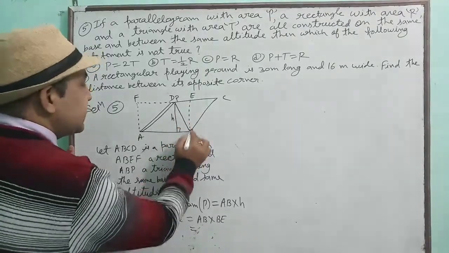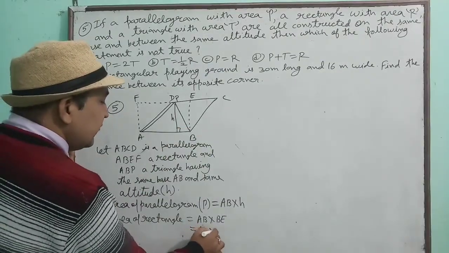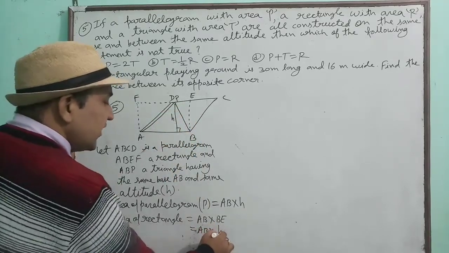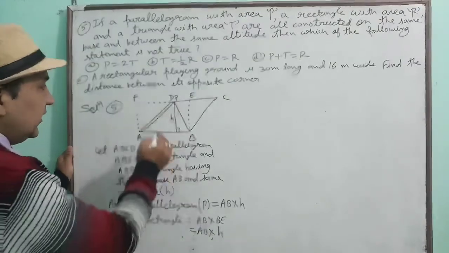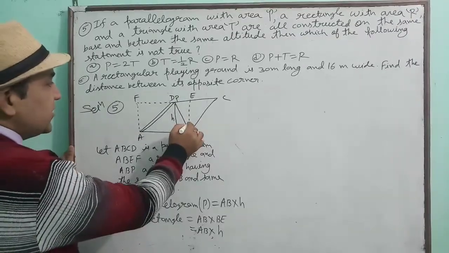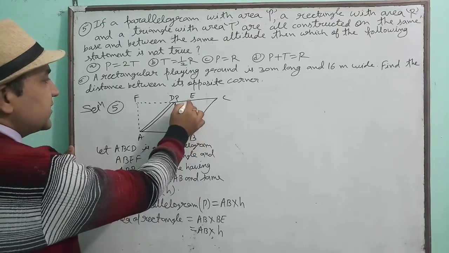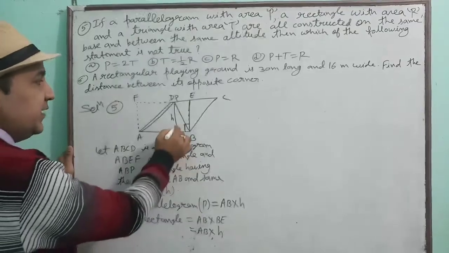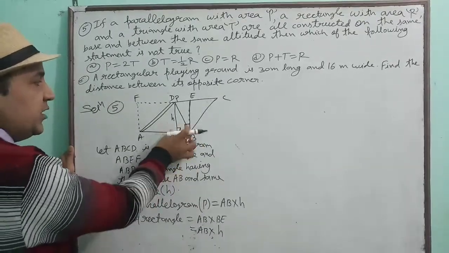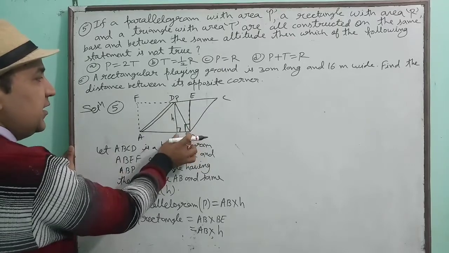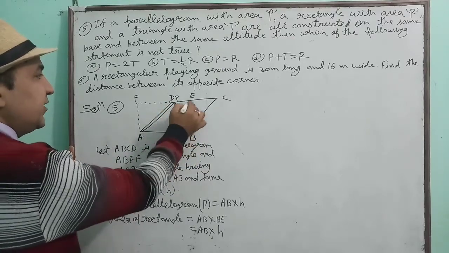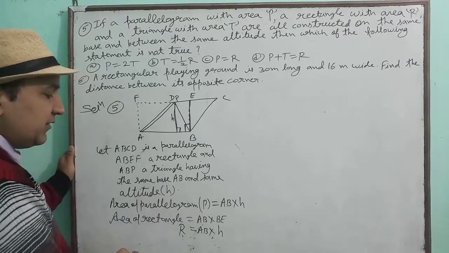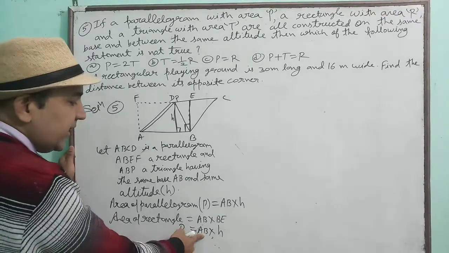AB is the length, B is the breadth. If you notice carefully, this BE is equal to altitude h. Because every angle of a rectangle is 90 degrees, this angle is also 90 degrees. So these two lines are parallel to each other, and this height h will be equal to BE. That is why the area of the rectangle, which is R given in the question, is also AB into H.